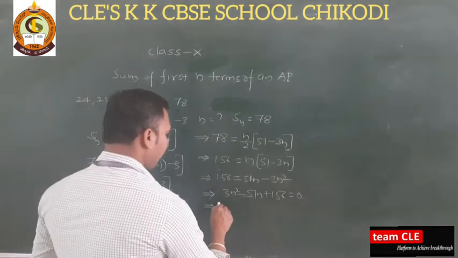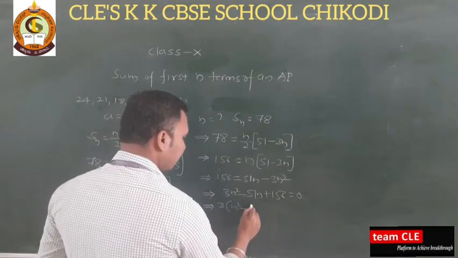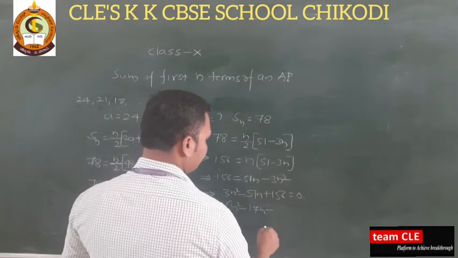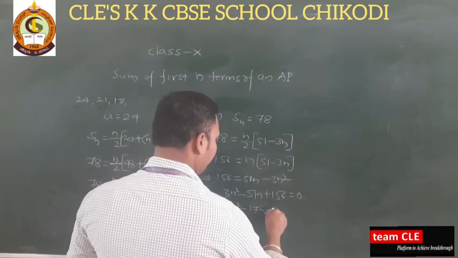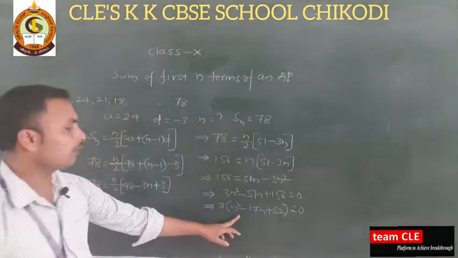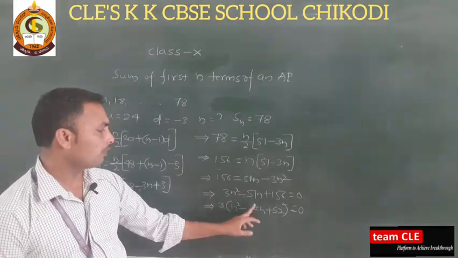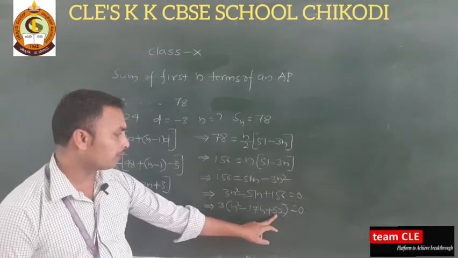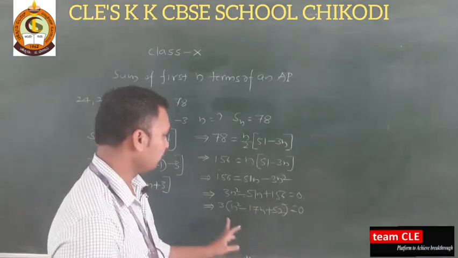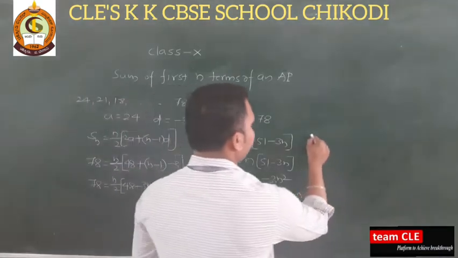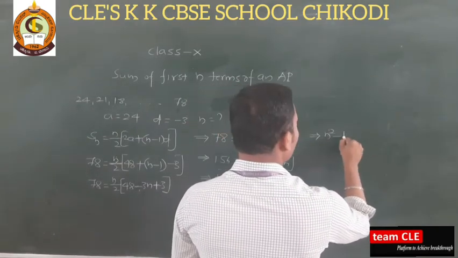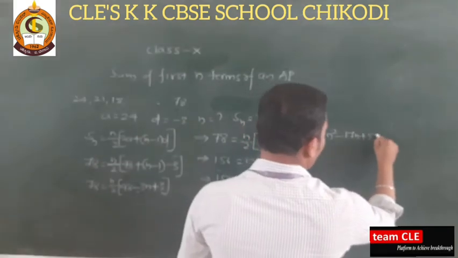Now we take 3 common, so the remaining is n square minus 17n, and how much will we get? I think it is plus 52. Yes, definitely plus 52. 3 into 17 is 51, and 3 into 52 is 156. It is correct. So again we get n square minus 17n plus 52 is equal to 0.